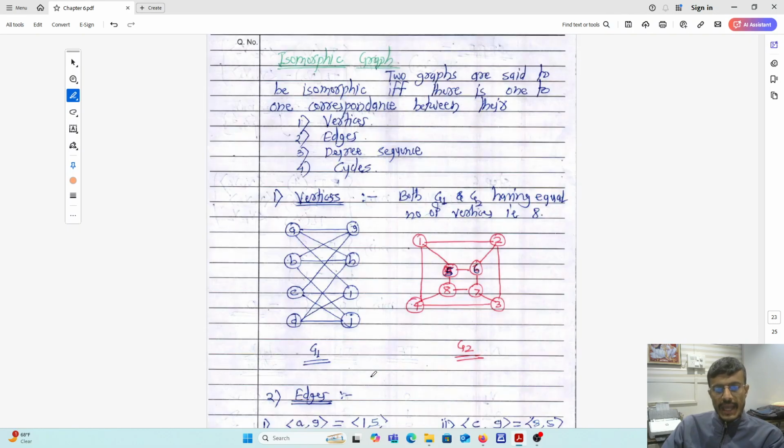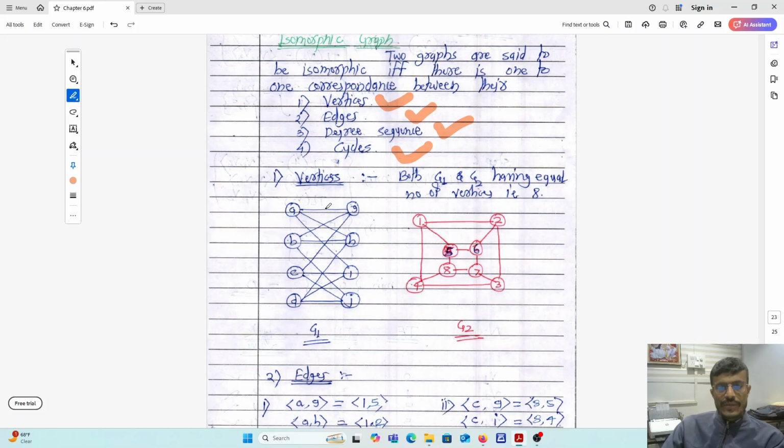Fine. And one more example I would like to explain over here: isomorphic graphs. Two graphs are said to be isomorphic if and only if there is a one-to-one correspondence between vertices, edges, degree sequence and cycles. So these are the 4 conditions. These 2 graphs are given to you. G1 contains 8 nodes, A, B, C, D on the left side and G, H, I, J on the right side, and they are connected among them. On the right side, G2 has 1, 2, 3, 4 outside and 5, 6, 7, 8 inside. You have to show that G1 and G2 are isomorphic with each other.